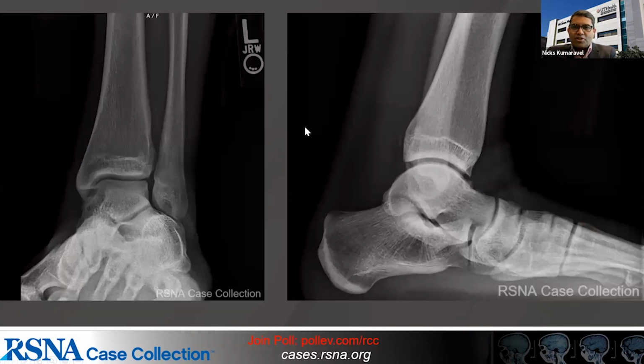And here are some more projections: a slightly more ankle mortise view and a lateral view of the ankle as well. I'll give you a few seconds to think about what could be a patient presenting with ankle pain, and more of an eversion mechanism in this case, and what are the possibilities. You can go to the next image again, please.